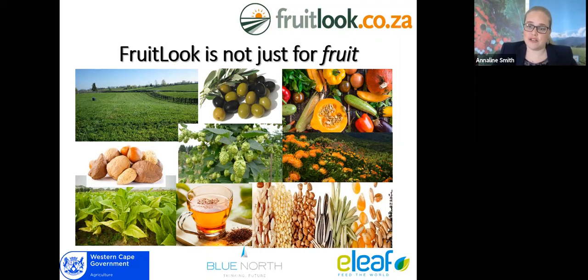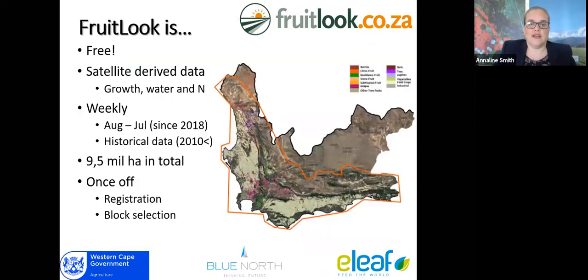So it originally started with irrigated agriculture, but we have so many other parameters that you can still use it for non-irrigated agriculture as well. So don't limit yourself to what it was originally intended for. It kind of expands as we get new uses for it. So the big thing about FruitLook is that it is free.